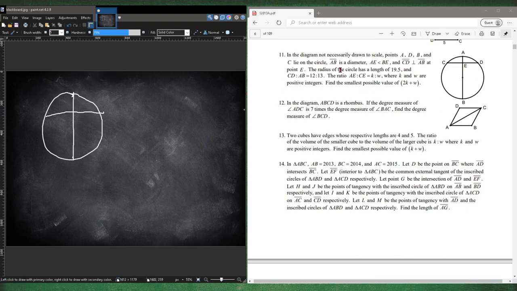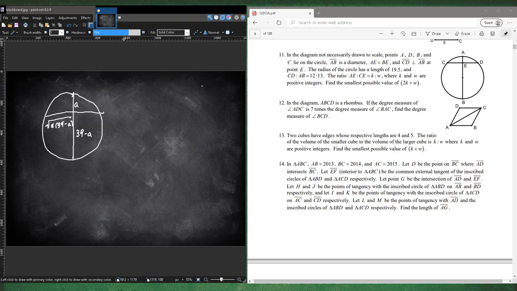The radius of the circle is length 19.5, so that means the diameter is 39. So we call this a, then this is 39 minus a. The thing about inscribed angles and lines is that since this is perpendicular, these two lengths are the same. So we could call it y. Another property is that the product of the things that are split are equal to each other. So y times y equals y squared, and a times 39 minus a is the same. So basically y equals the square root of a times 39 minus a.